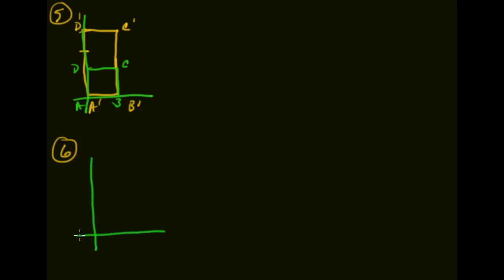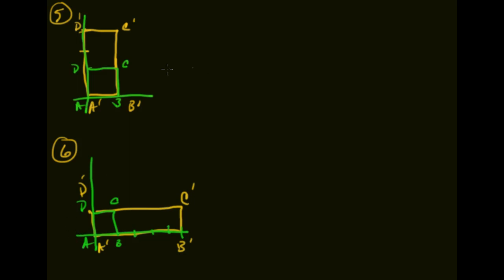Let's look at 6. 6 is going to be an expansion in the x direction. So here's my little square here. A, B, C, D. 1, 2, 3, 4, 5. So I'm expanding by a factor of 5 in the x direction. So the A stays put, B prime comes out here, C prime is there, and D prime stays put.